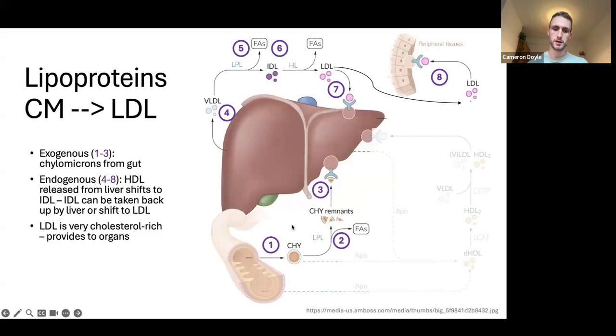So here you go, this is the first process. These are your chylomicrons down here, where it says 1. And then lipoprotein lipases, which we'll come on to in tissues, will take off those fatty acids, and then the chylomicron remnants will return to the liver, where they will be repackaged. Okay.